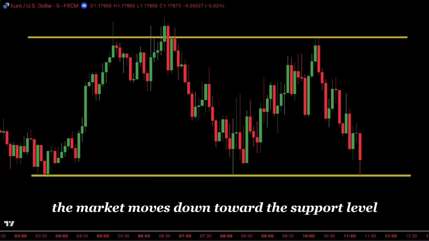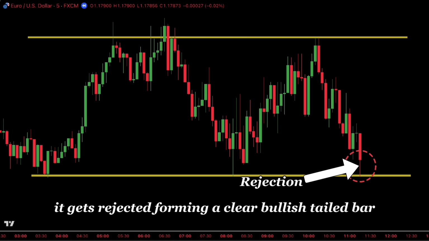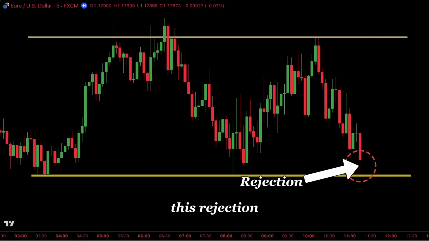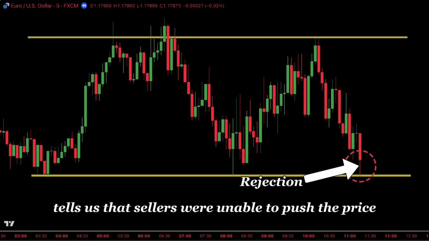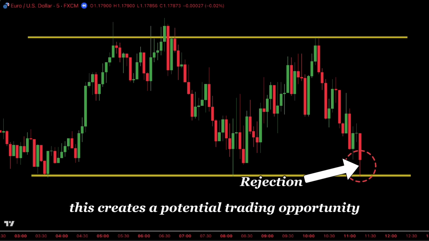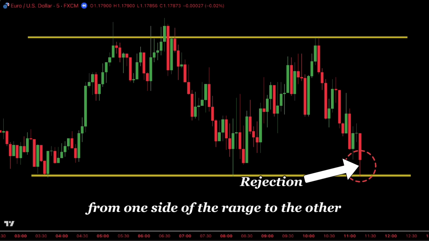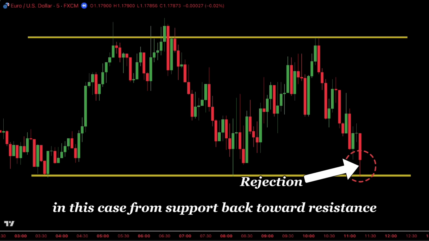The market moves down toward the support level, and once it reaches this area, it gets rejected, forming a clear bullish-tailed bar. This rejection tells us that sellers were unable to push the price lower, and buyers are stepping in to take control. This creates a potential trading opportunity because in a range, price often moves from one side of the range to the other, in this case from support back toward resistance.